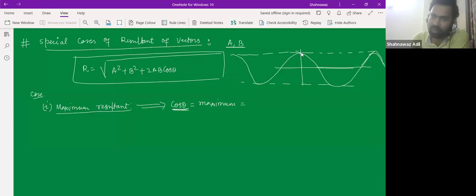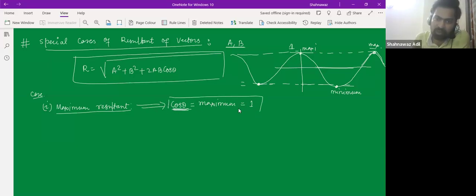Yes, so this is the maximum value, right? And this was 1. At 0, cos 0 is 1, and at 360, cos 360 is also 1, and similarly for other angles. What are these other values? Is it minus 1? Yes, minus 1. So these are minimum values, and this one and this one are maximum. So the maximum value is plus 1.